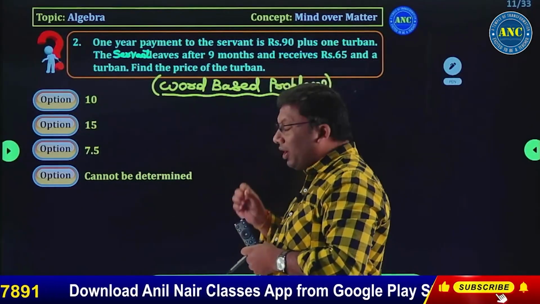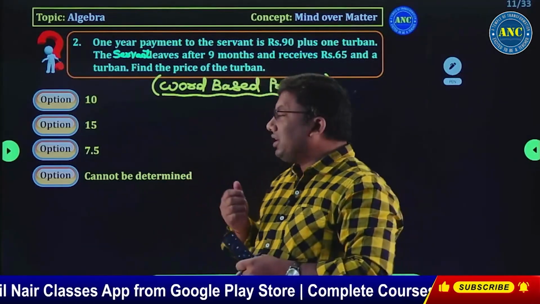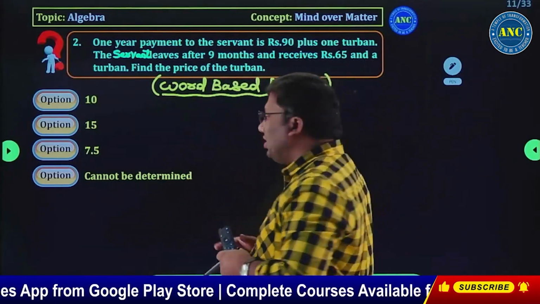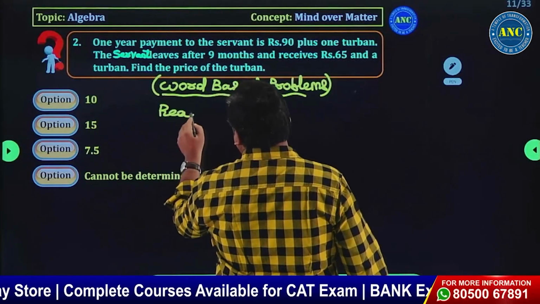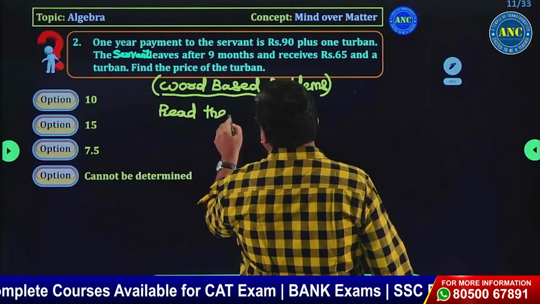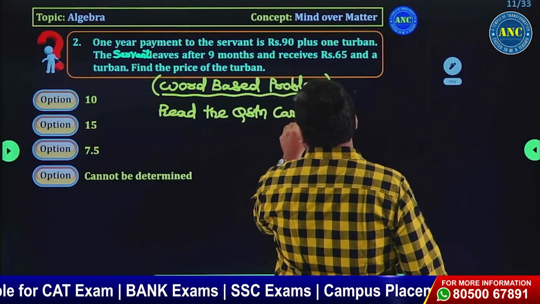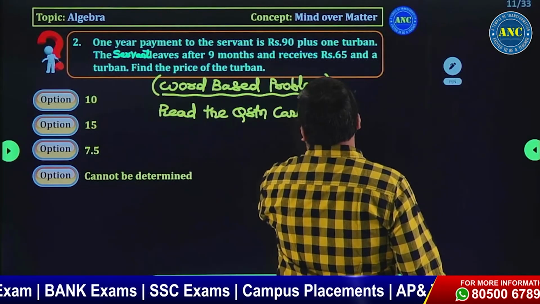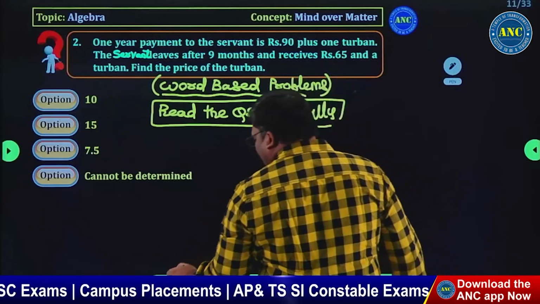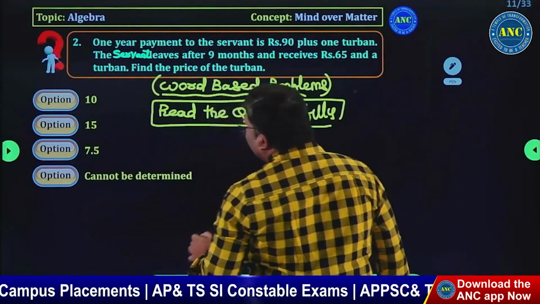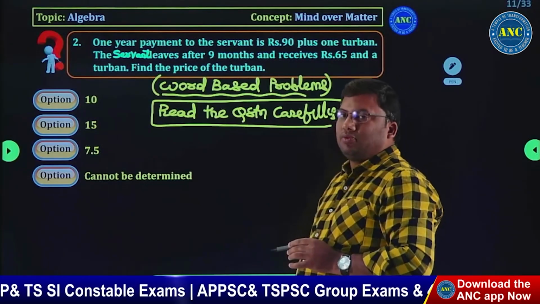These word-based problems these days are quite familiar in GMAT and other examinations also. The first thing is, read the question carefully. Once you read the question carefully and understand it, solving the question is very, very easy. Please read it once. One year payment to the servant is 90 plus 1 turban.